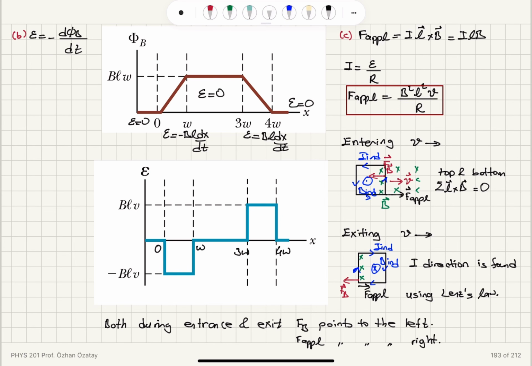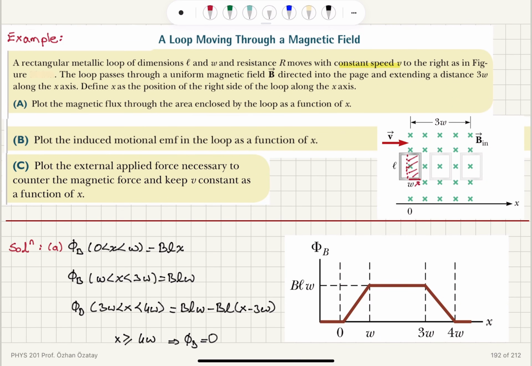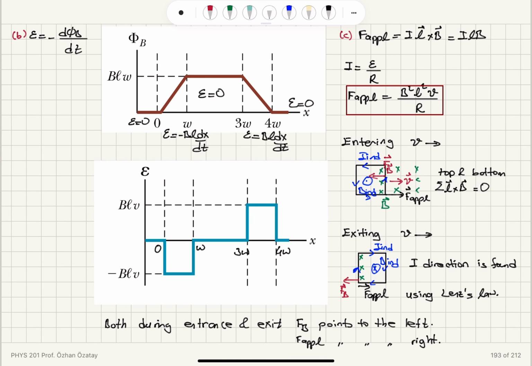What is this applied force? It is I L B, where L is the length of this side, so it's L. And I is epsilon divided by R, so since epsilon was BLV, it is B squared L squared V over R. That's the magnitude of the force. And it's pointing to the right.